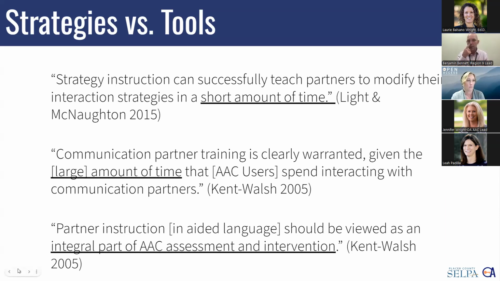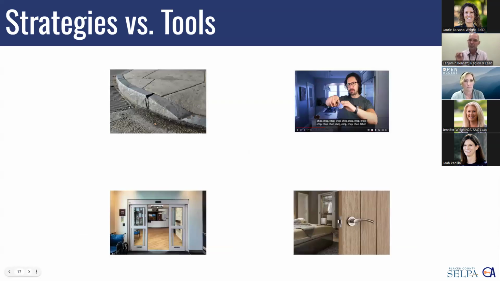So I know a lot of you are probably very well familiar with universal design. For those of you who might not be, let's just go to the next slide and talk slightly about what that is. Some examples of universal design are things like curb cuts up here on the top left corner, subtitles, automatic doors, and lever handles rather than knobs for doors.